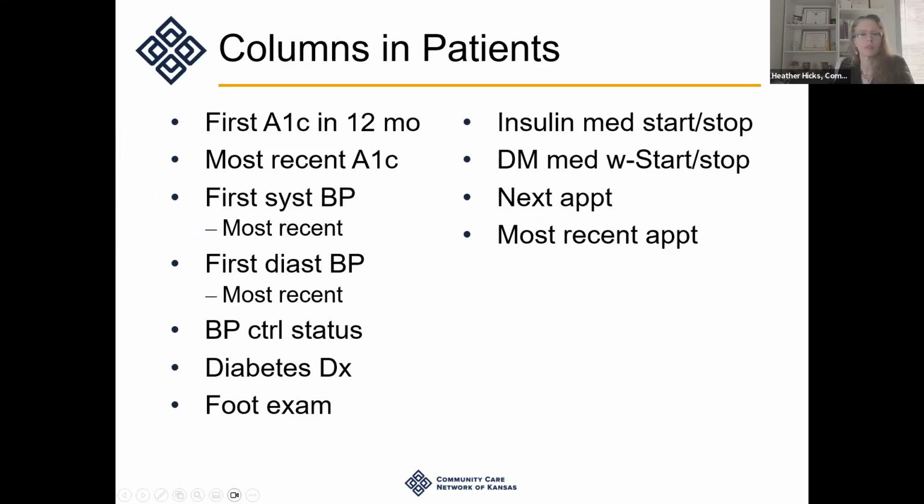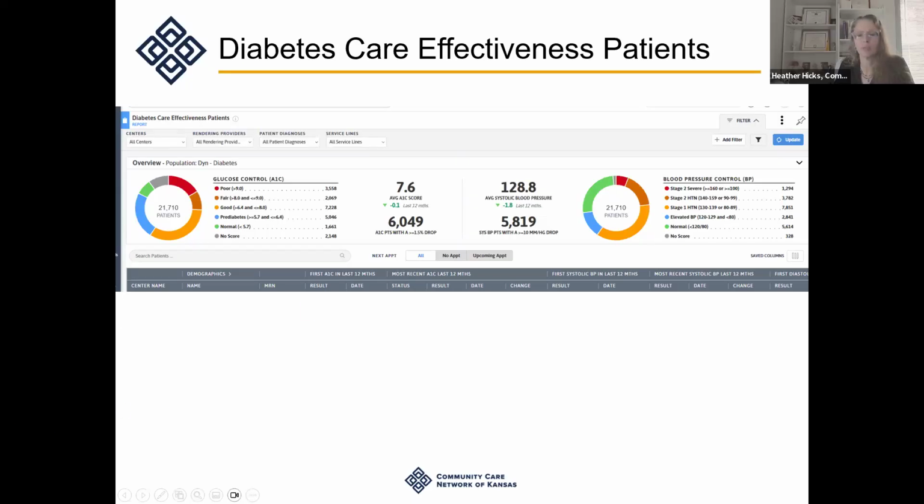Sorry, I was trying to scroll on my notes and I scrolled the PowerPoint. We want to see our patients with poor control. Say they have no appointment. So who's uncontrolled that doesn't have an appointment that we need to get back in? And you can see clear down on the other end their most recent visit. You can also put filters on each of these columns.